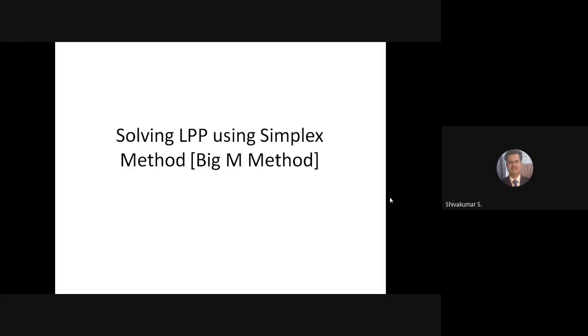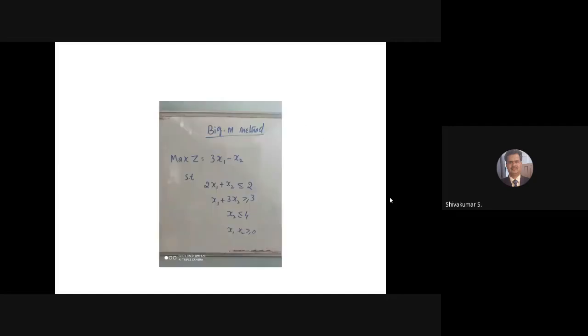See, in the previous equation, all the signs were less than sign. Now, you may get a combination of less than sign and greater than sign. Sometimes you're going to get an equal sign also. At that time you have to use the big M method, also called the penalty method. Big M is a penalty method. I'll tell you why it's called the penalty method.